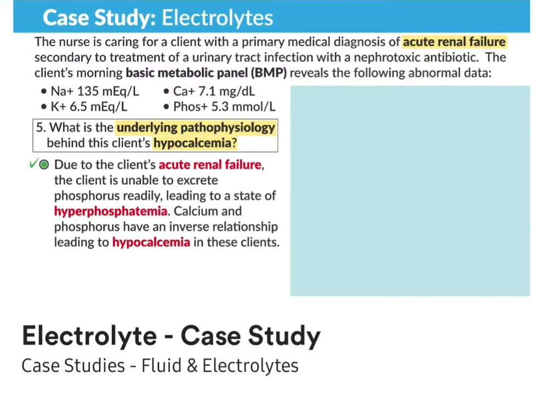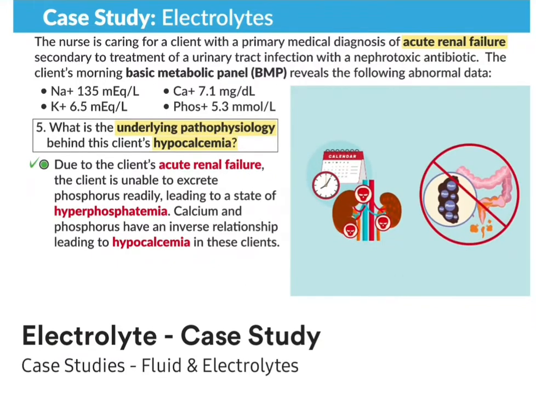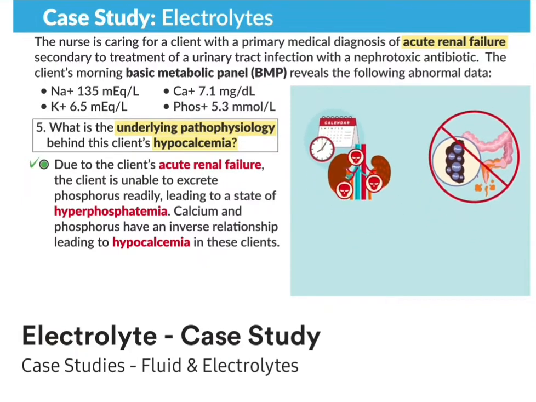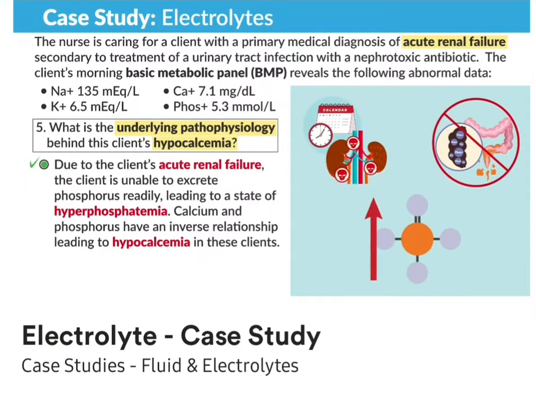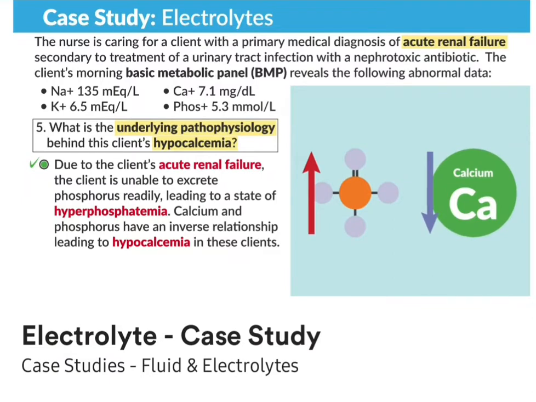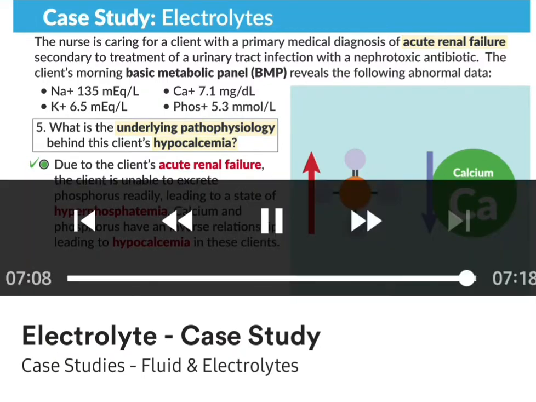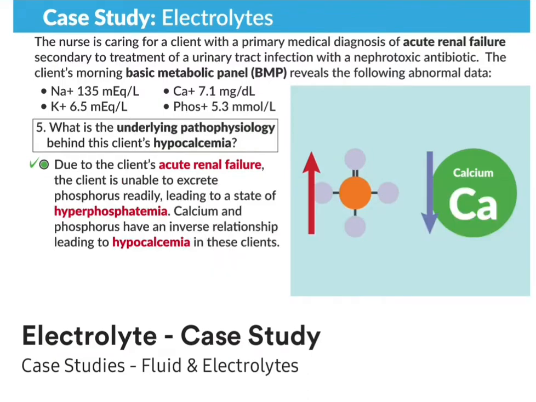Now looking at the answer. Due to the client's acute renal failure, the client is unable to excrete phosphorus readily, leading to a state of hyperphosphatemia. Calcium and phosphorus have an inverse relationship, leading to hypocalcemia, that low calcium, in these clients. Exactly. So now you can see how knowing the patho first will ultimately help you understand what's going on in the body and finding the correct answers.